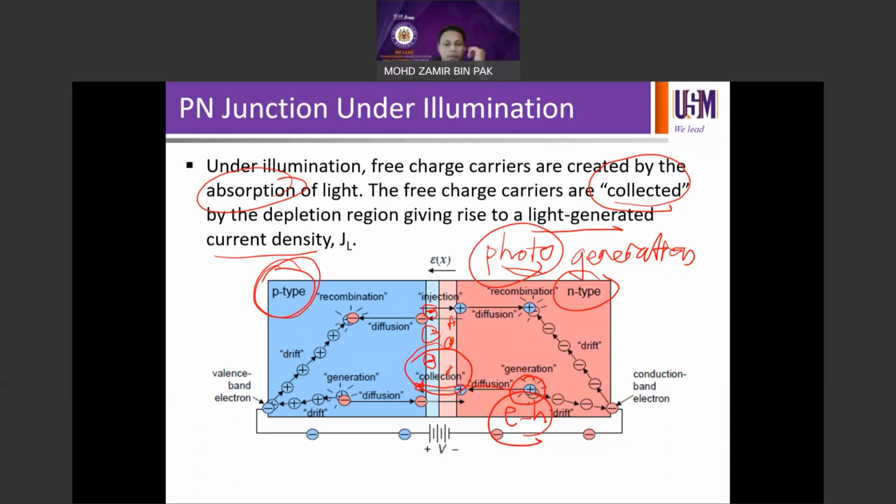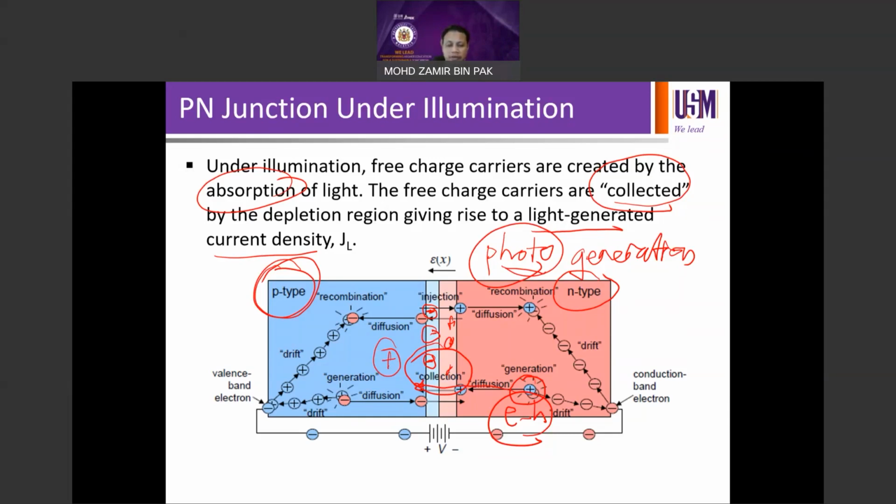Okay, so the moment it's generated, it is just a minority carrier, so it will diffuse and be drifted across the space charge, and it will just be collected into the p-type. The moment it gets into the p-type, the hole is now a majority carrier. This mechanism is called carrier collection.